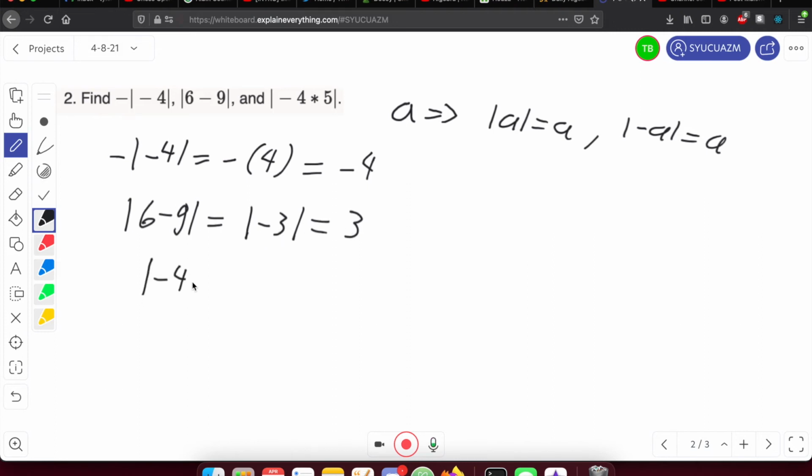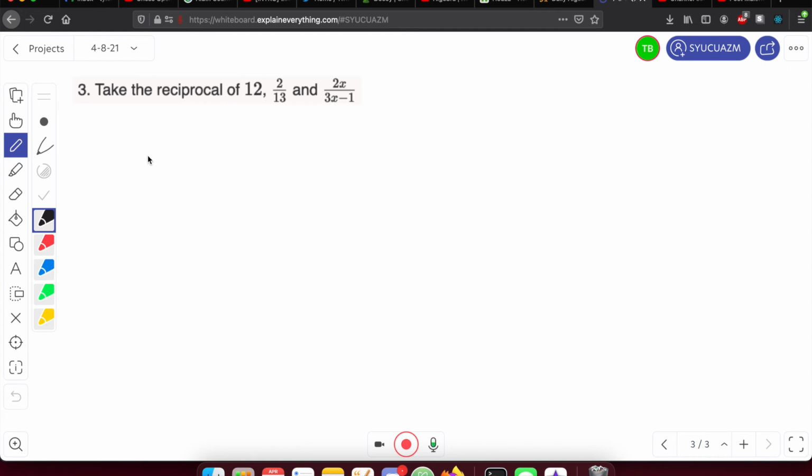Likewise, we can perform multiplication within the absolute value sign. Negative 4 times 5 within the absolute value sign is the same thing as negative 20, because negative 4 times 5 is negative 20. And then when we take the absolute value of negative 20, we just get 20. So this is a simple problem set to do, but you just have to remember what the absolute value sign actually does. Question 3. Take the reciprocal of 12, 2/13, and 2x divided by 3x minus 1.